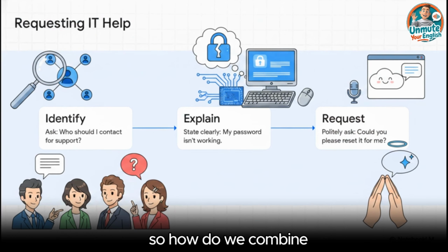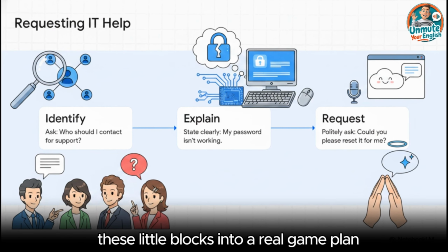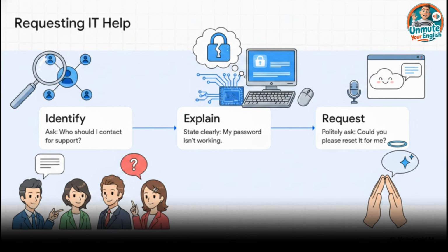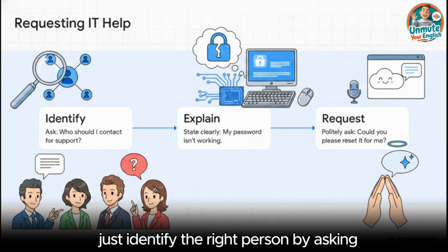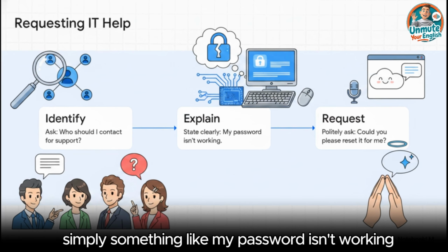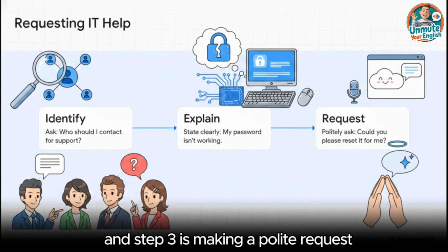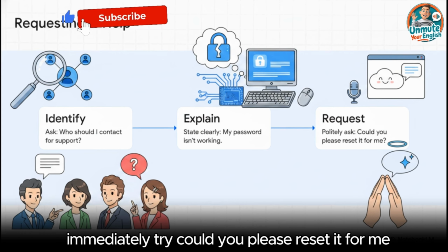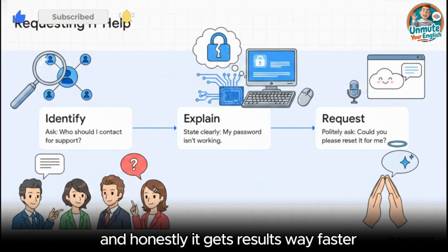So, how do we combine these little blocks into a real game plan to get IT help nicely and professionally? Step 1 is super versatile. Just identify the right person by asking, "Who should I contact for IT support?" Perfect. Step 2, state the problem simply, something like, "My password isn't working." And step 3 is making a polite request. Instead of commanding someone to fix it immediately, try, "Could you please reset it for me?" It's respectful, it's crystal clear, and honestly, it gets results way faster.